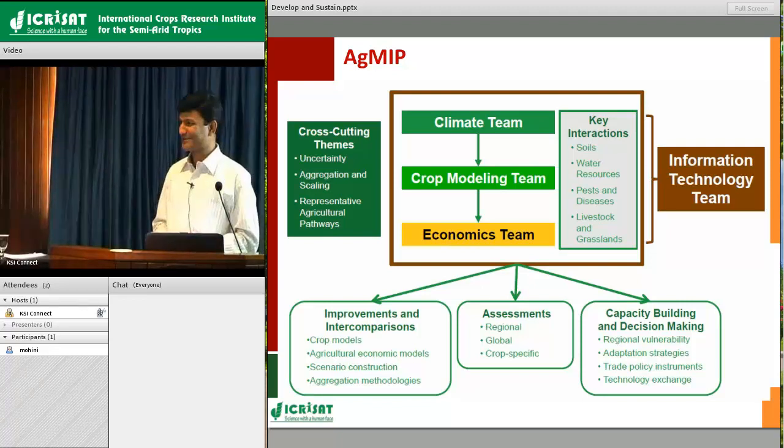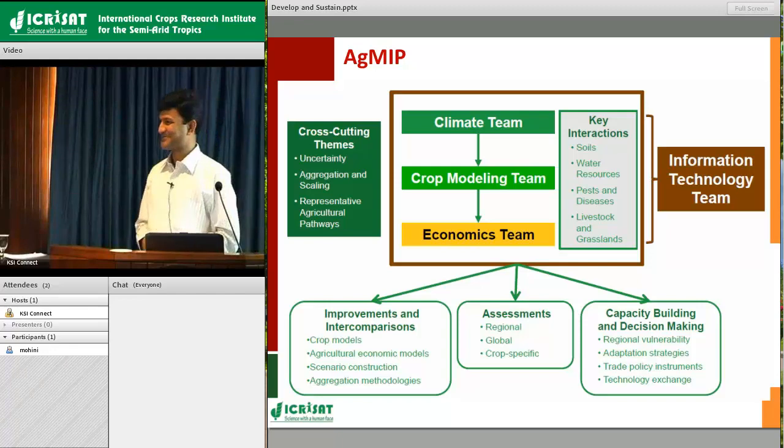And Subhash can also tell about this one. He's a rising star in AgMIP.